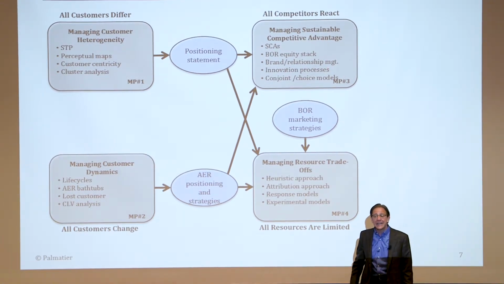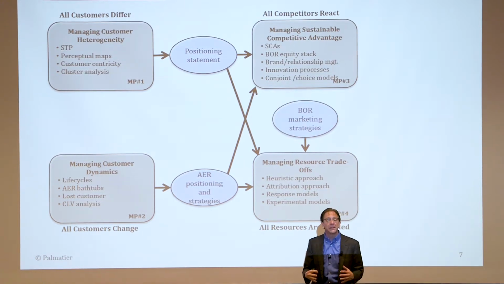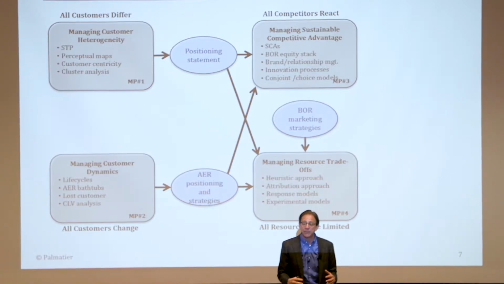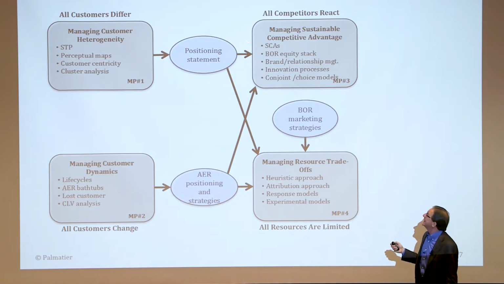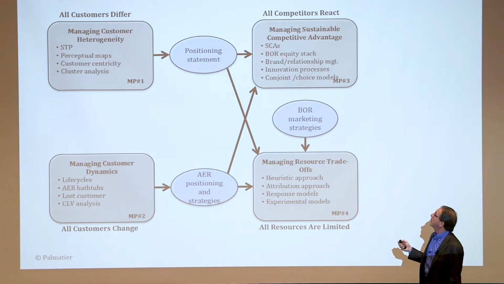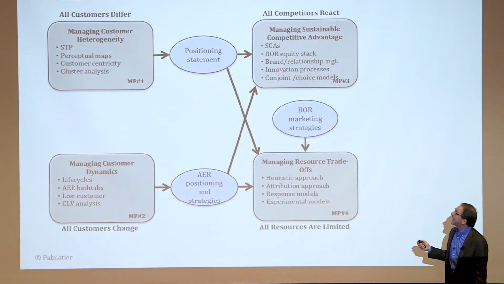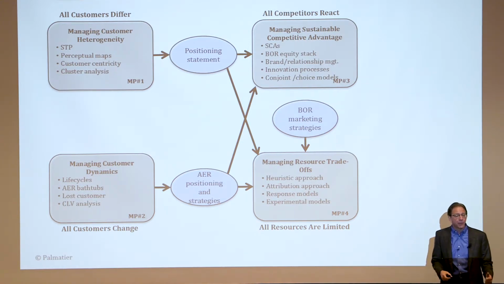Market principle 3 is the idea that all competitors are going to react, so I have to build sustainable competitive advantage. I have to manage it. The 3 ways I'm going to build it are around BOR: brand, offering, relationship. We talked about it on the equity stack. Once I understand how they fit together, we went through pretty much a session on each topic, on brands, on relationship, on offering, because there's a lot to each of those, but that's where we spend most of our money.